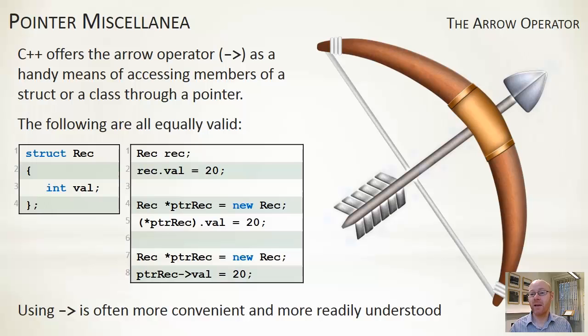And that means go to the thing that you are pointing to, and then access, in this case, the val member of it. And we're assigning it a value of 20. So it's cleaner, it's a little bit easier to understand what is being entailed there, even though functionally it is exactly the same.